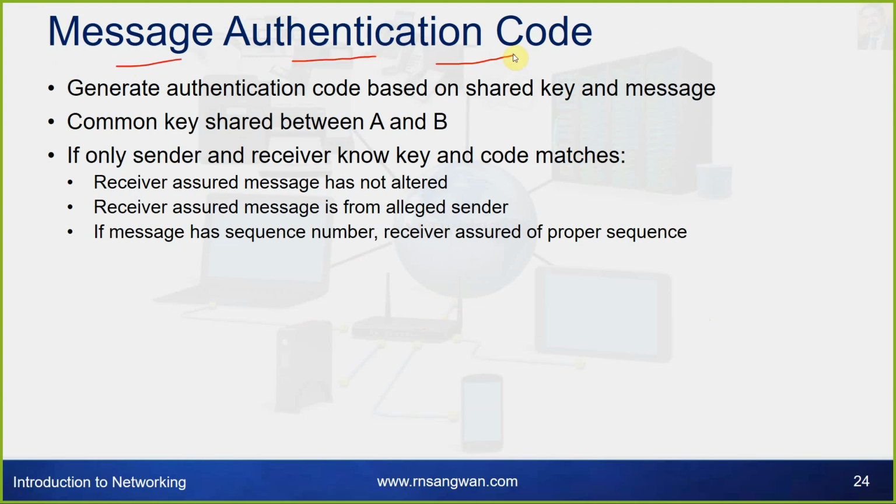Message authentication code. Generate an authentication code based on a shared key and the message. A common key is shared between A and B. If only the sender and receiver know the key and the code matches, then the receiver is assured that the message has not been altered, and that the message is from the alleged sender. If the message has a sequence number, the receiver is assured of proper sequence.